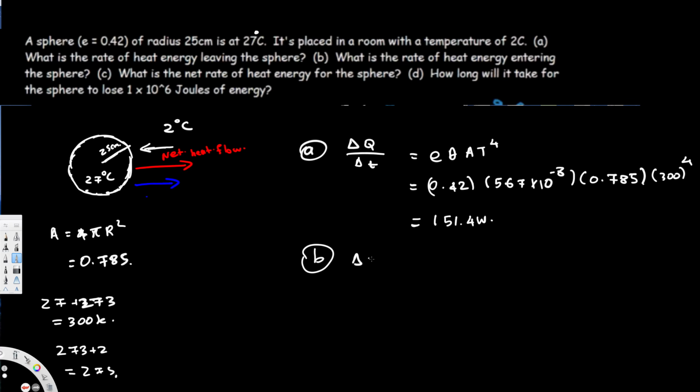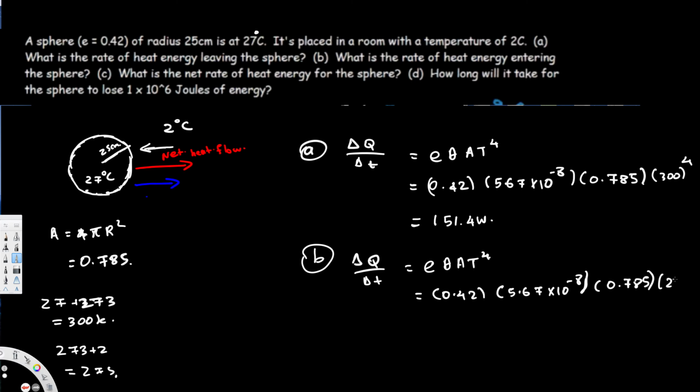So all you have to do is plug this value in: delta Q over delta T is equal to e sigma A T to the power 4. So here we are going to have 0.42 multiplied by 5.67 times 10 to the power of minus 8, times 0.785 times 275 to the power 4. And if you calculate this one, that's going to give you 106.9 watts, right?